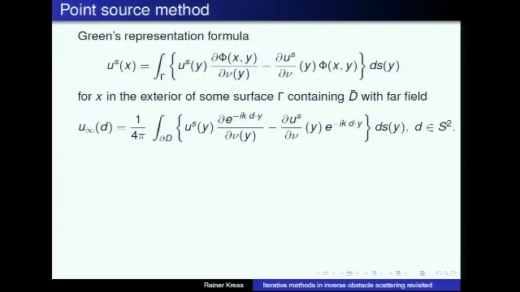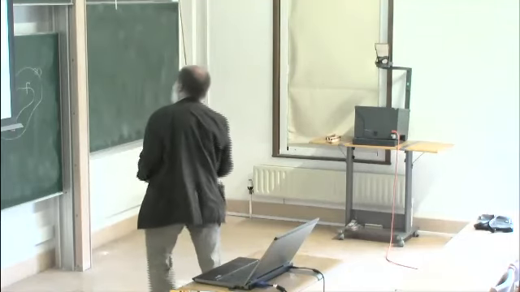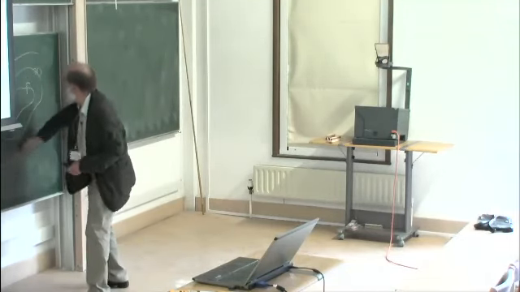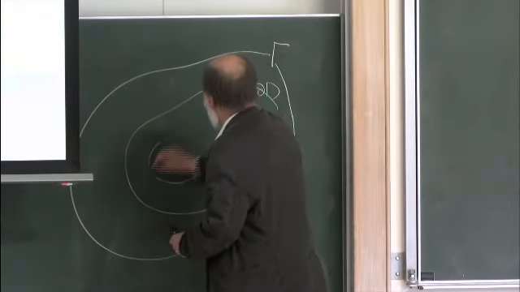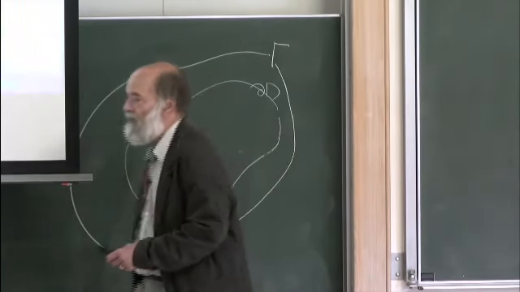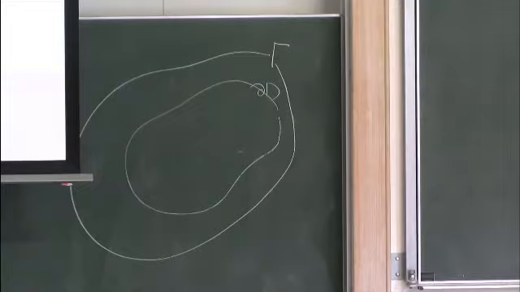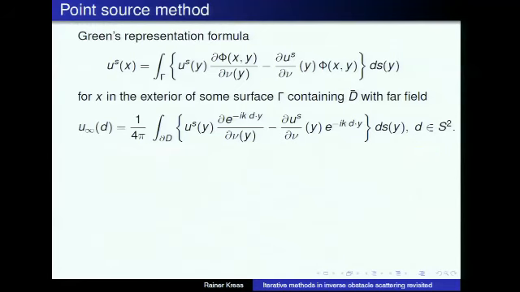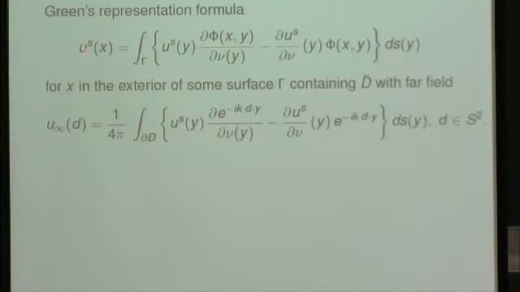decomposition method is the point source method, which is slightly more complicated, but it starts with Green's representation theorem, and now we do it the other way around. We take the surface outside. So now we have a gamma sitting outside. And we can represent the scattered wave in this way. And what we then do is pass to the limit and work out the far-field pattern from this formula.